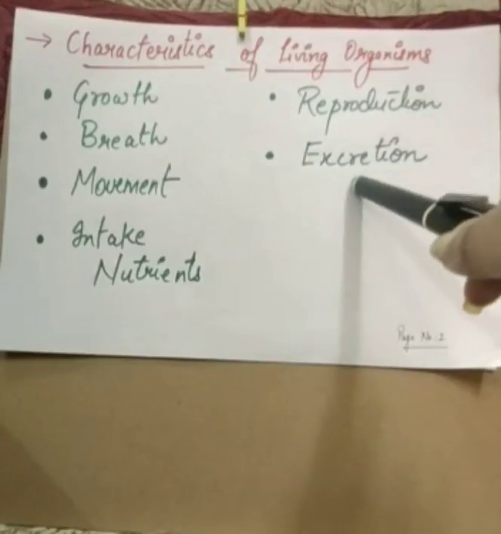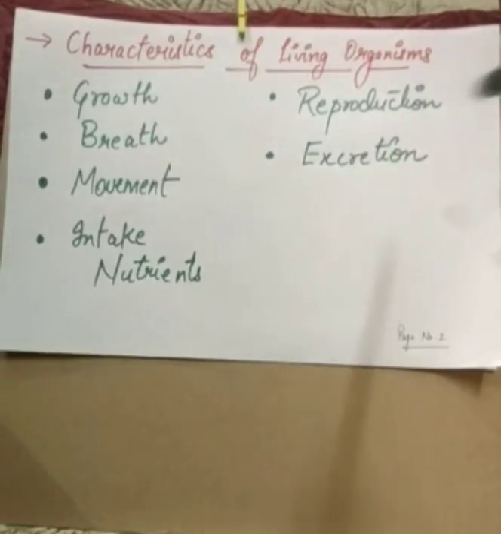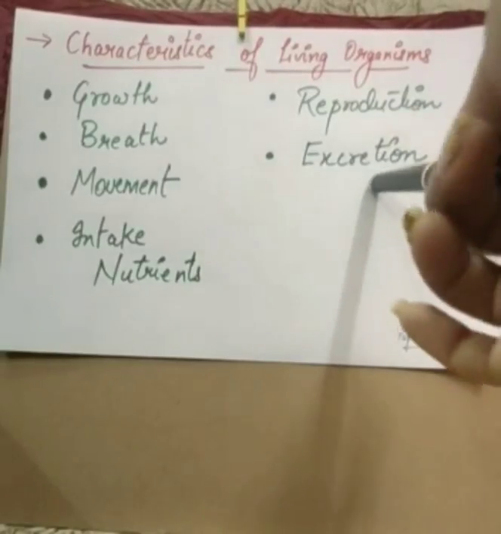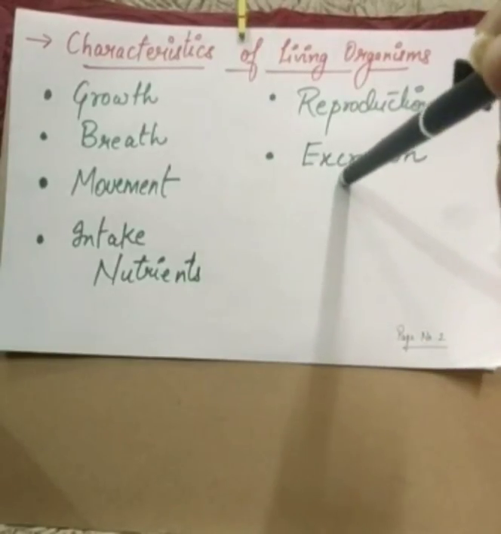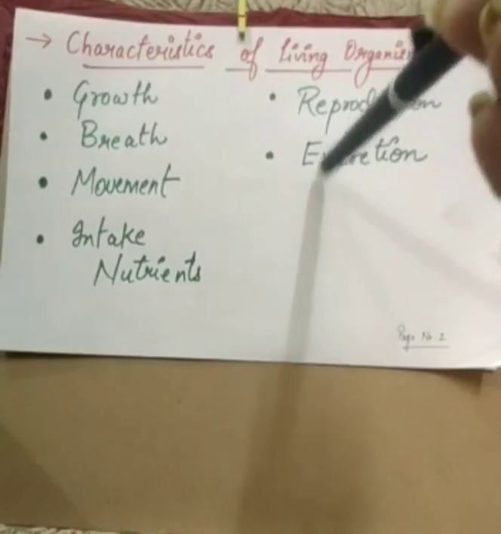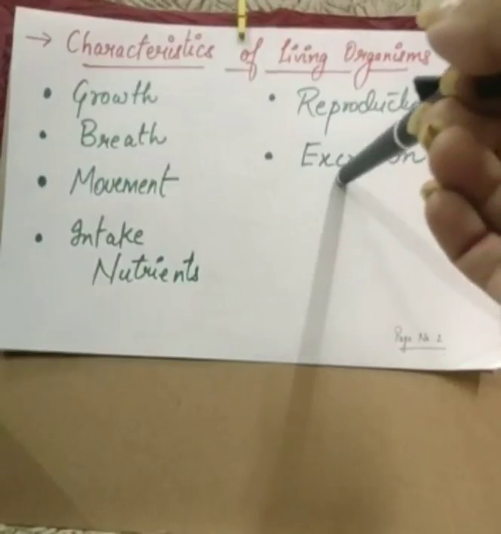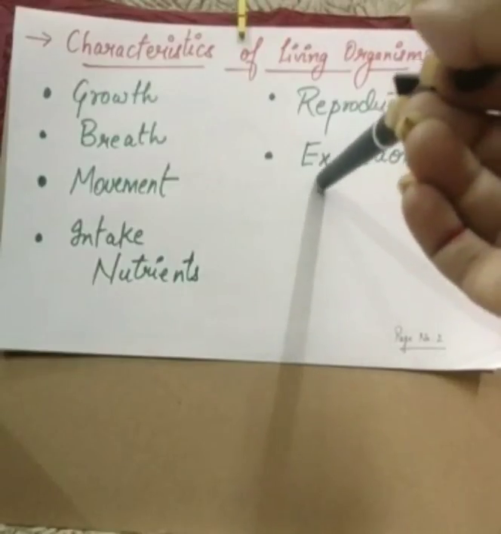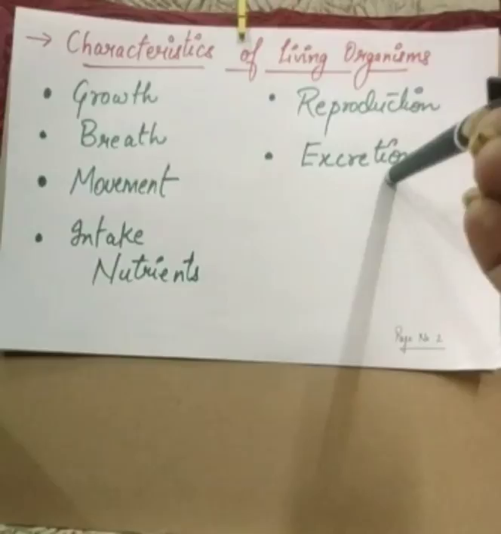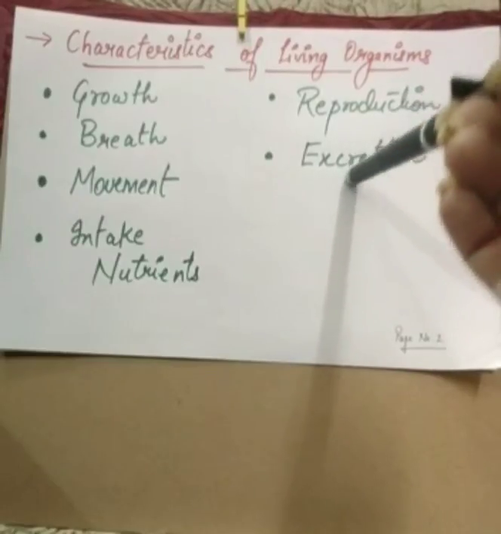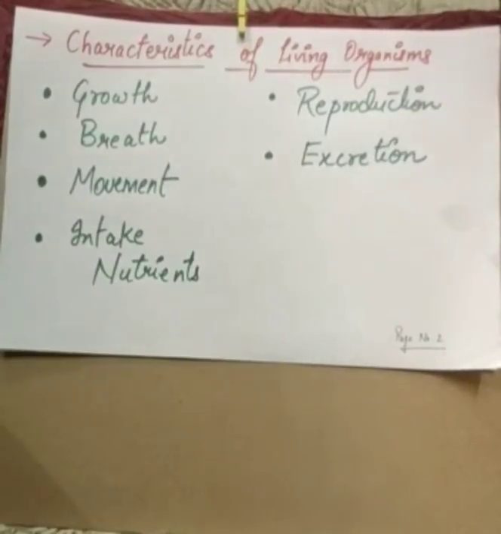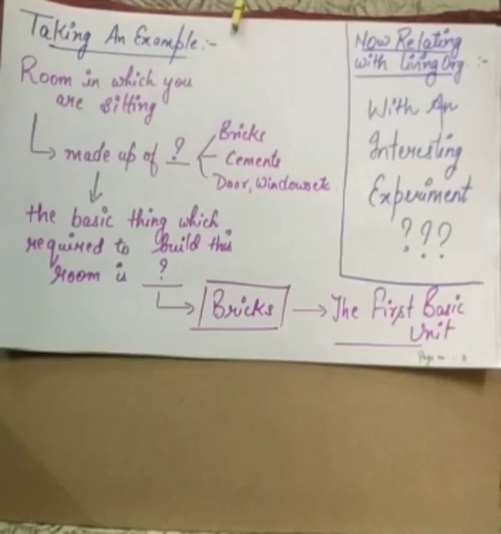Now excretion. Generally when we eat any kind of food, this food has some waste material. After taking nutrients from the food, the waste material which comes out, this process is called excretion, in which the waste materials come out of the body or cells. Now we are able to categorize living things and non-living things very easily. Okay, now taking one more example.